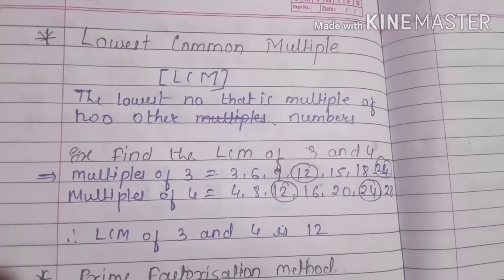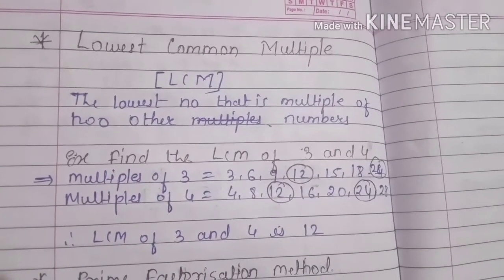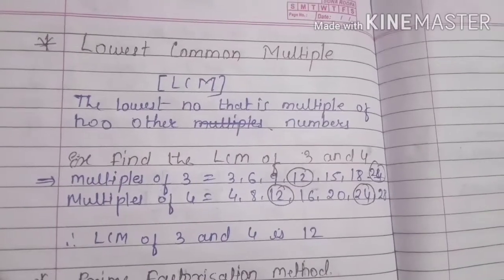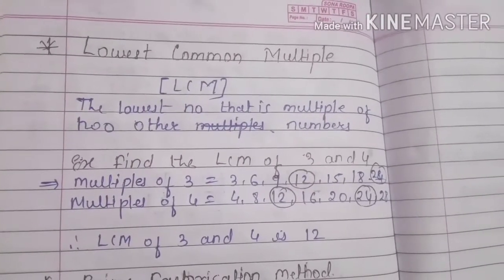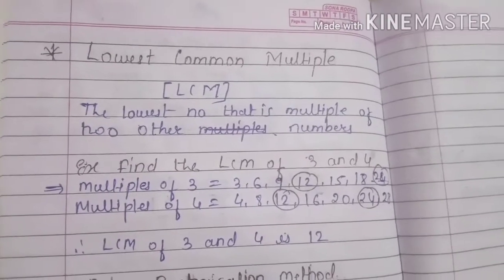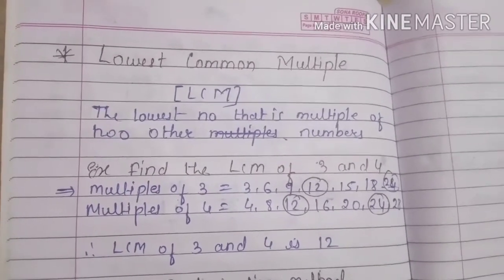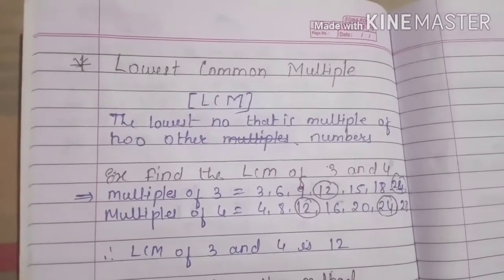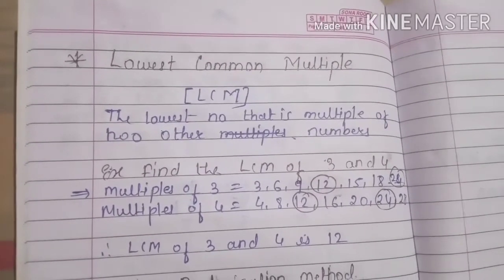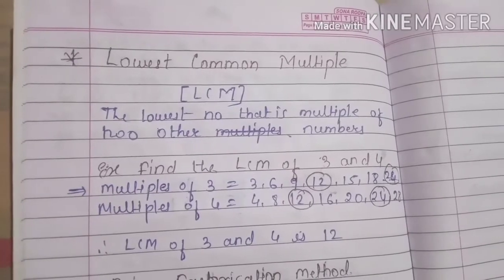The lowest number that is a multiple of two other numbers. Means what? Here we have to find the multiples of the given numbers. There will be more than 2 or 3 multiples, but among that we have to find the smallest or the lowest multiple which can be divided by the given numbers.